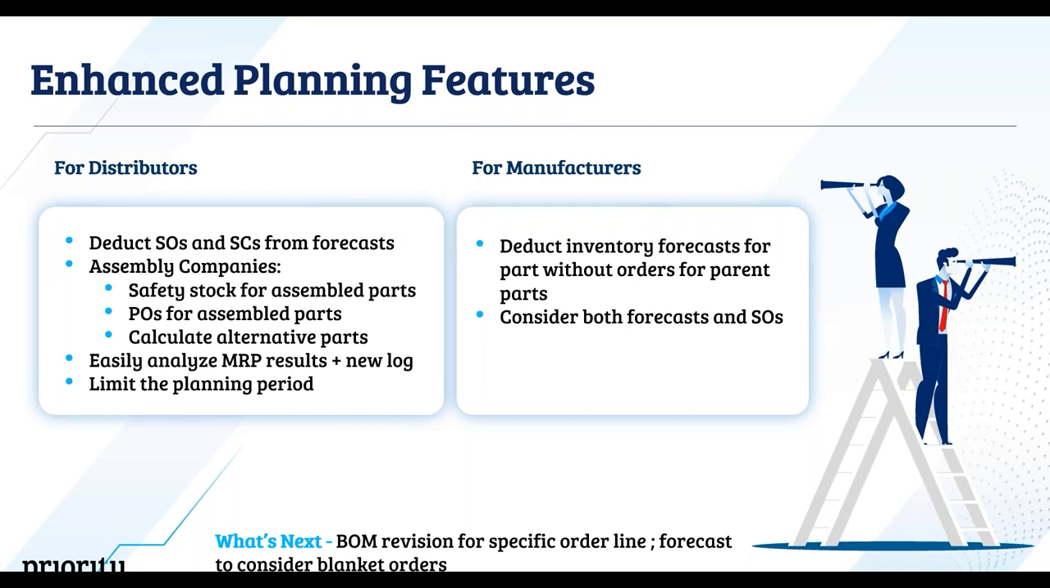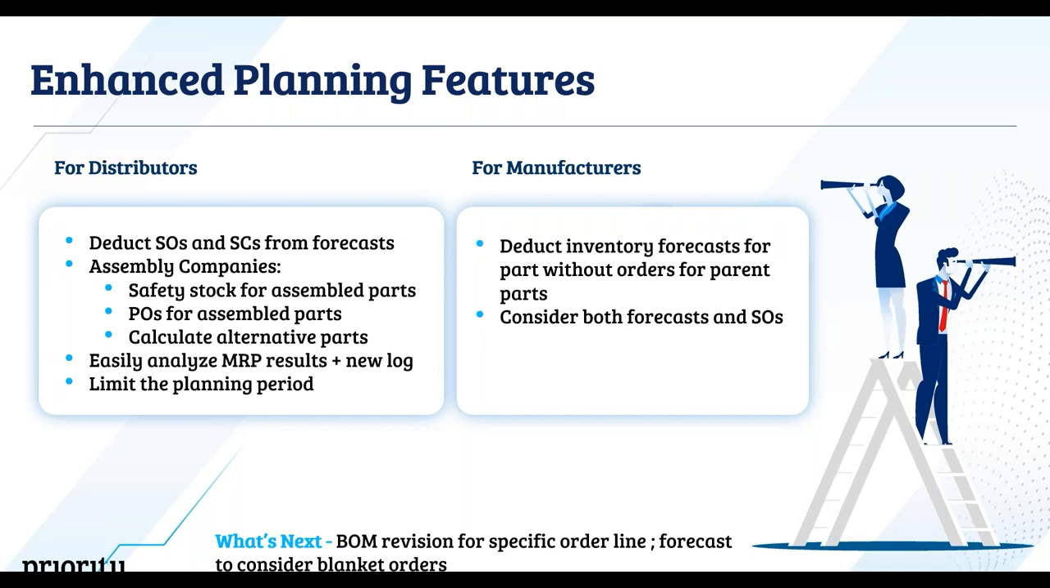The system will also take into consideration inventory of alternative parts. So for example, I will receive a recommendation to use alternative parts that I already have in the warehouse instead of asking me to assemble them. More enhancements include the ability to analyze the MRP results using dedicated forms and logs, and the ability to limit the planning period. We also continued to add functionality to MRP for manufacturers, as you see here on the right.